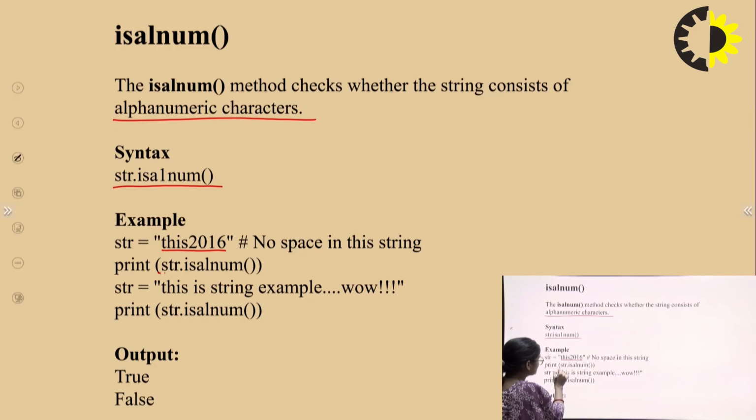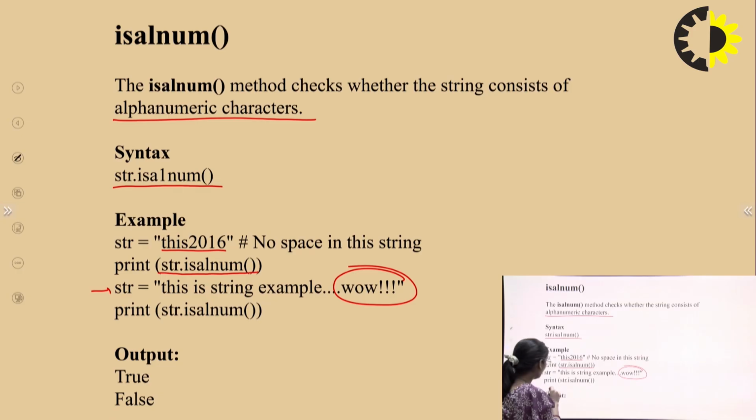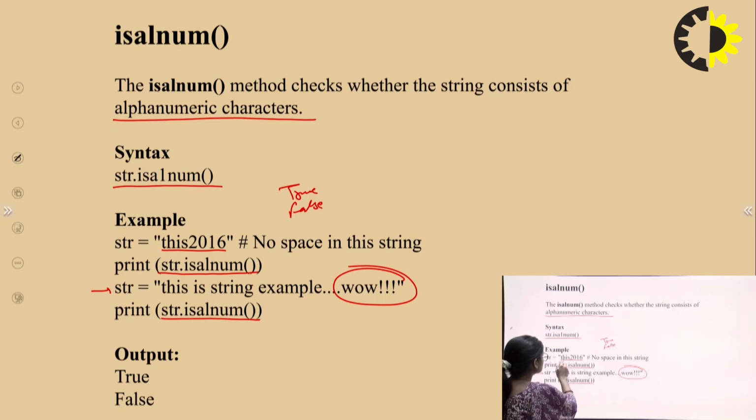Print string dot isalnum, and next the string we have defined here, "wow", and string dot isalnum. So what is the output? Output is true or false. Now what's the output? Is this 2016? No white space required.